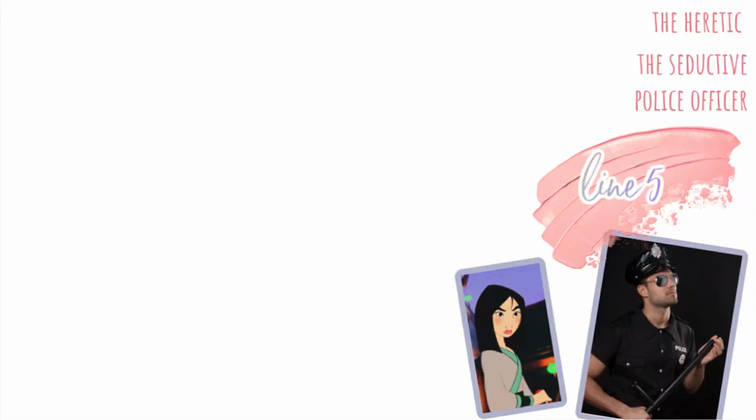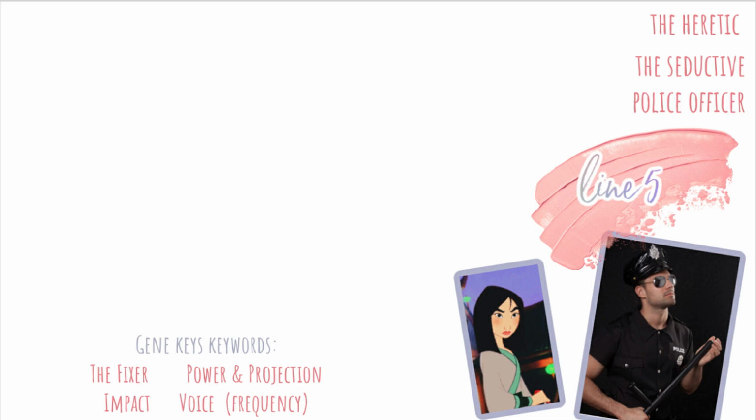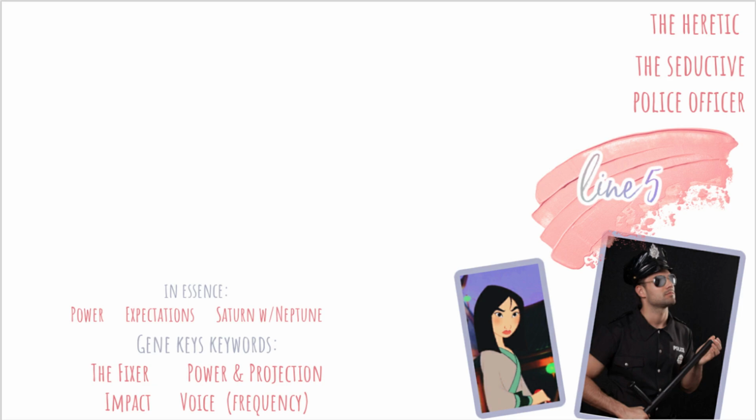help people. So the Gene Keys keywords for the fifth line are the fixer, power and projection, impact, voice, and frequency. So to me, I feel like the fifth line's life themes are revolving around power and expectations and good use of power versus abuse of power, which affects the expectations that people have of you. And the planet that I would associate with the fifth line, why do I keep saying fourth? The fifth line is going to be a mixture of Saturn with Neptune.